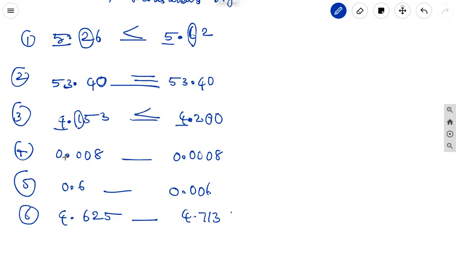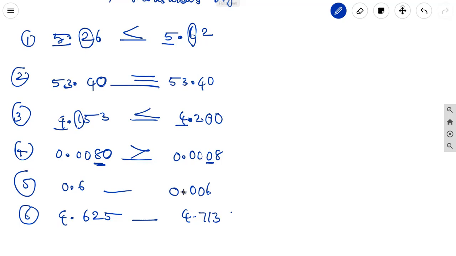Here we convert into like decimals. After the decimal point, 1, 2, 3, 4 digits here, and 1, 2, 3 here, so make them like decimals. Now we can compare. The whole part is the same, the tenths digit is the same, the hundredths digit is the same, the thousandths digit is not the same. 8 is bigger, so this is bigger.